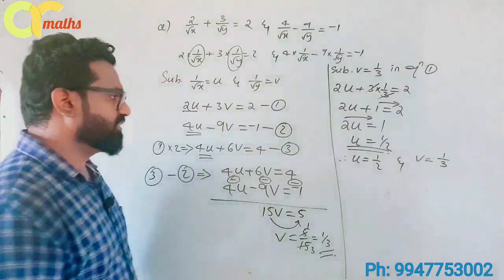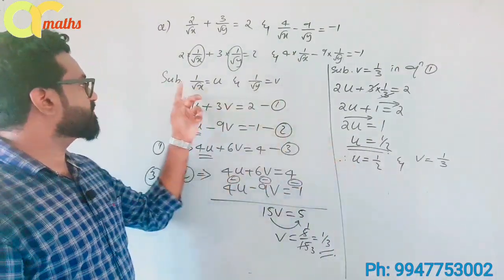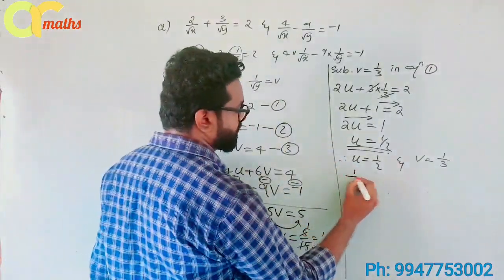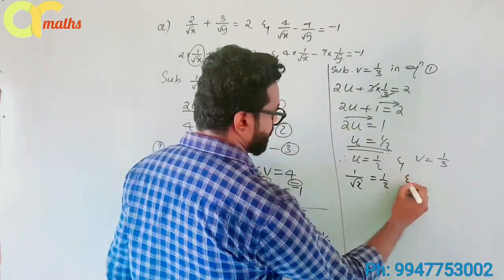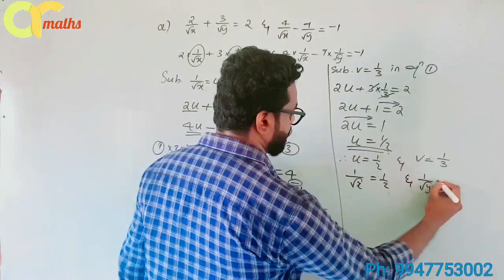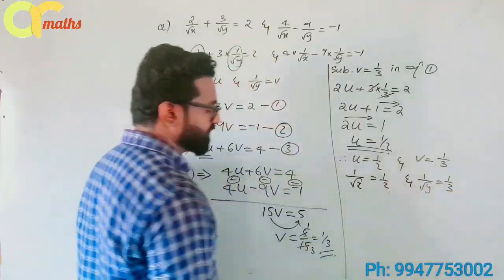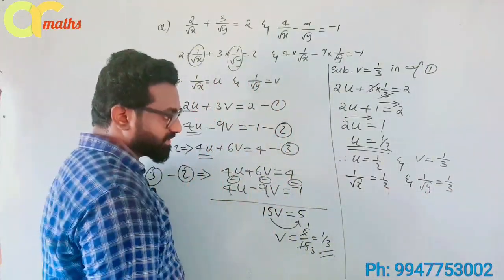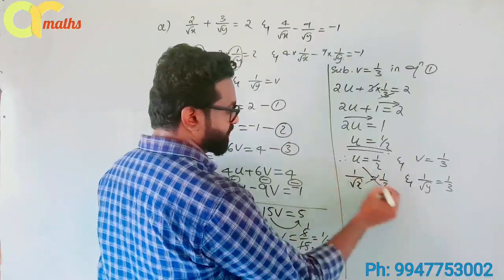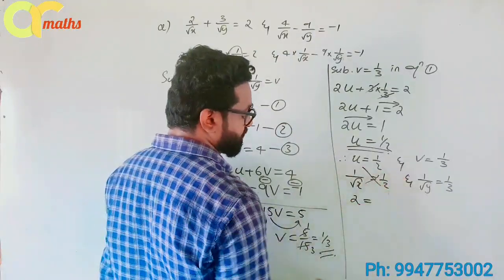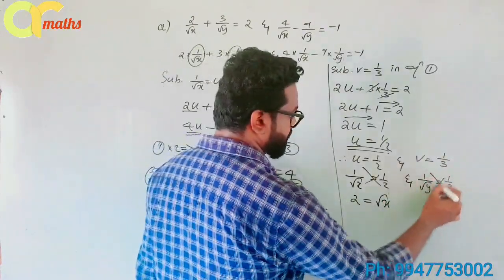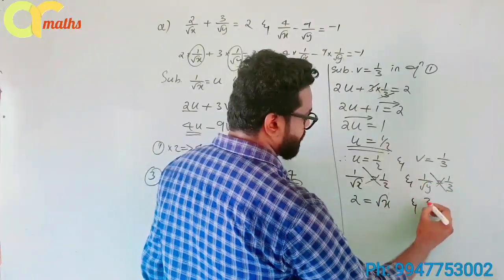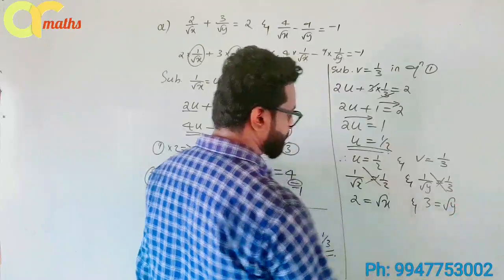Ready? We know the value of u. What is u? That is 1 by root x. 1 by root x equal to 1 by 2 and 1 by root y equal to 1 by 3. How to find the value of x and y? By cross multiplication. Cross multiply. 2 into 1, 2 equal to root x into 1, root x. Here also cross multiply. 3 equal to root y.